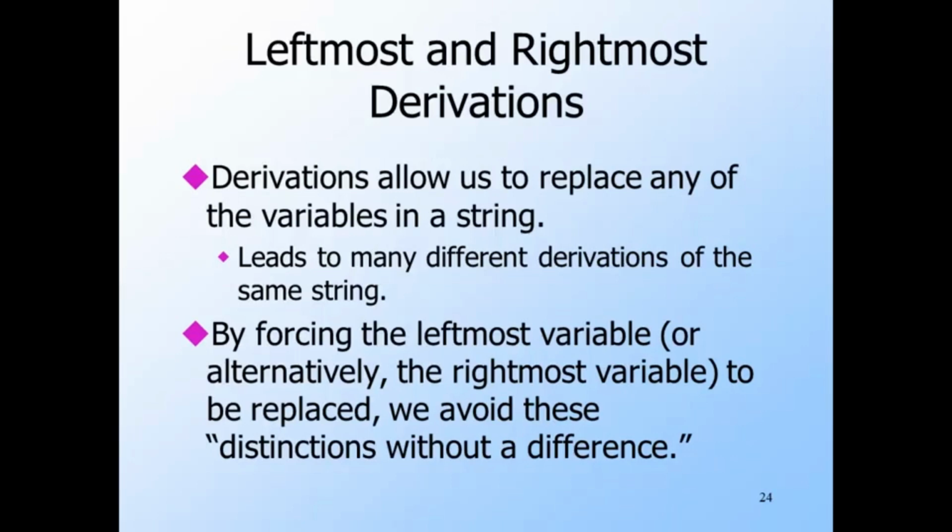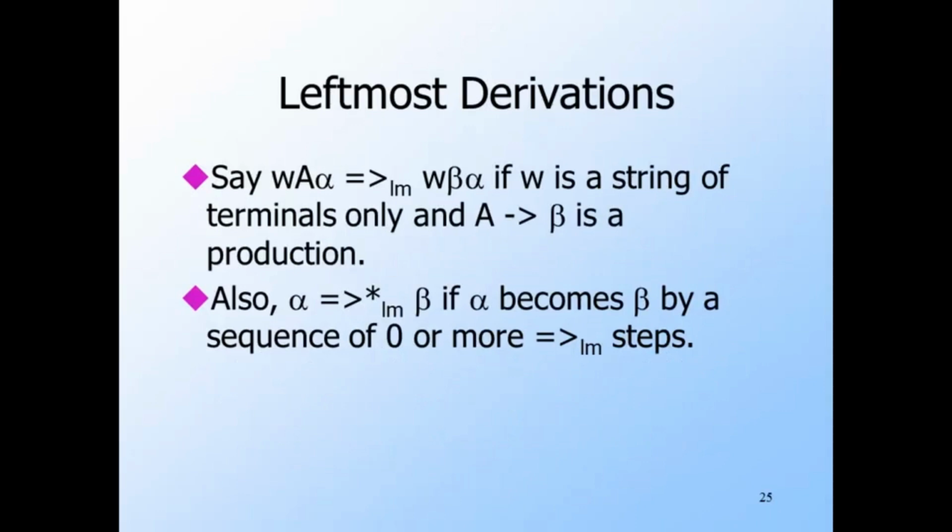One reasonable rule is to require that the leftmost variable be the one replaced at each step. This rule restricts us to what are called leftmost derivations. Similarly, we could require that the rightmost variable be replaced at each step, and that gives us the rightmost derivations. The double arrow with an LM subscript, that's this, represents one step of a leftmost derivation.